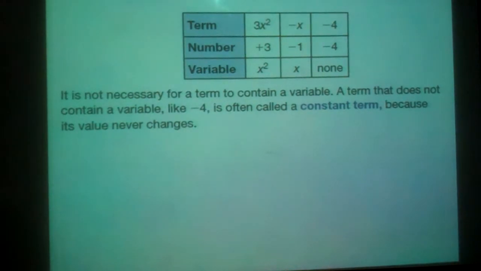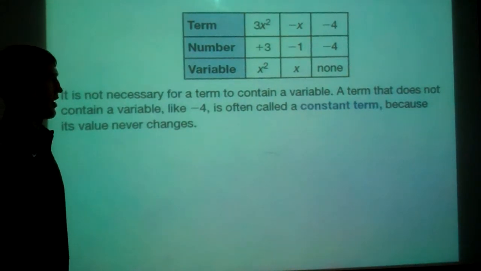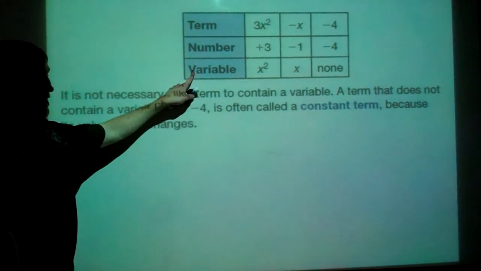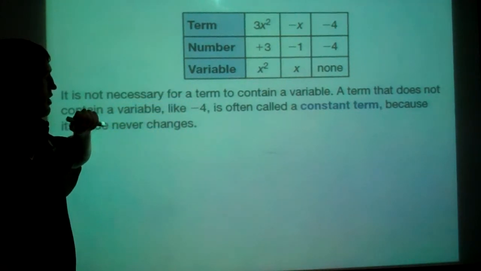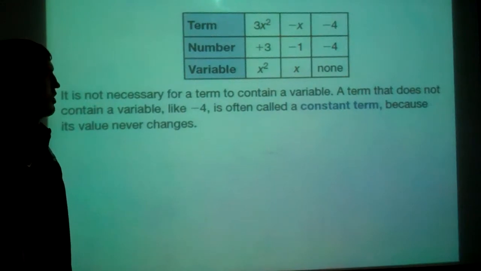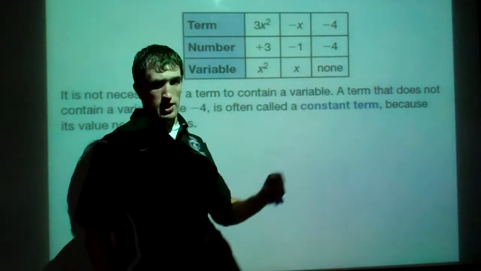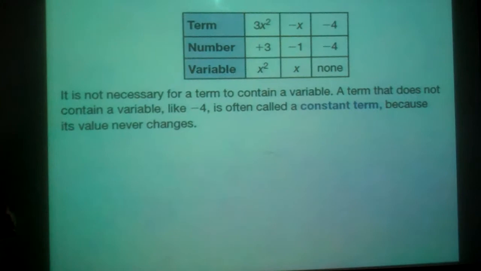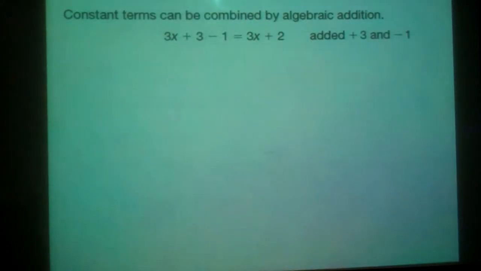It is not necessary for a term to contain a variable. A term that does not contain a variable, like negative 4 or minus 4, is often called a constant term because its value never changes. The variables can change, depending on what we put in or what we're solving for. But a constant will never change. A constant will stay the same because it does not have a variable attached with it.